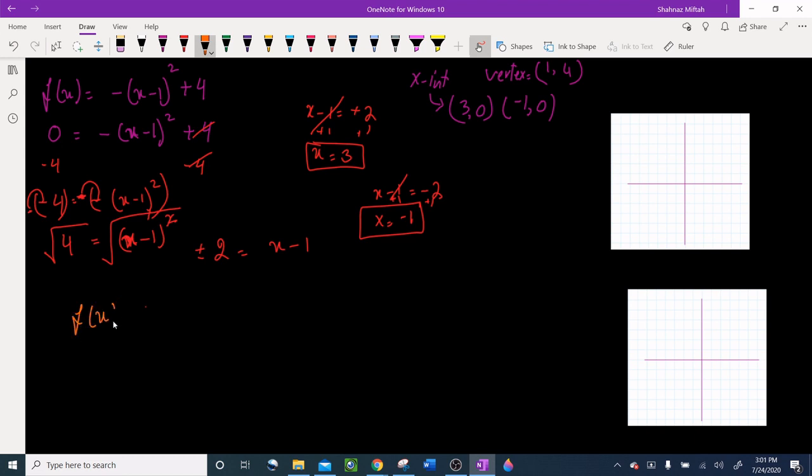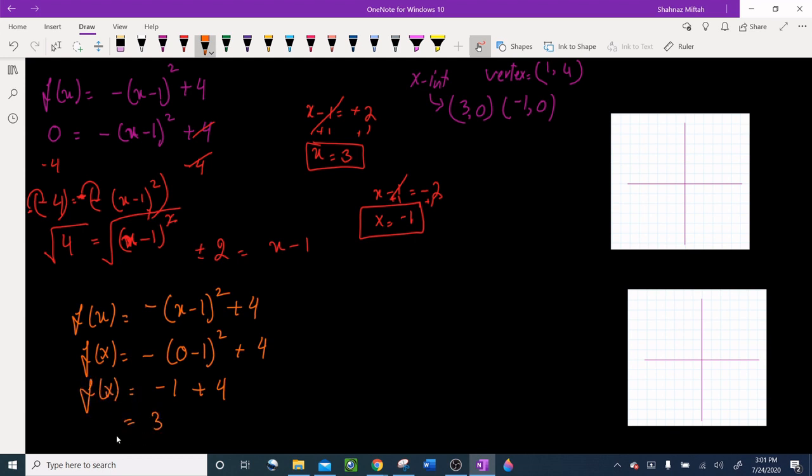I have the f of x formula. F of x equals negative x minus 1 whole squared plus 4. So I got f of x equal, and plug in 0 for x. Okay, so this is going to give me negative 1 plus 4 equal f of x. Then it's going to give me 3. So my y-intercept is 0, 3. So I'm going to go back and write that information up here, which is my y-intercept, and it's 0 and 3. So I got all the information right there.